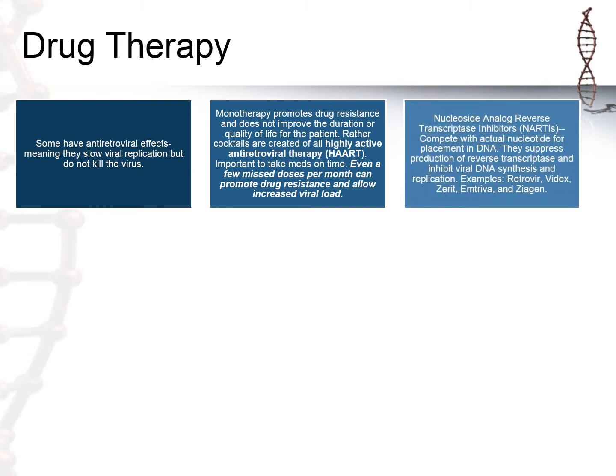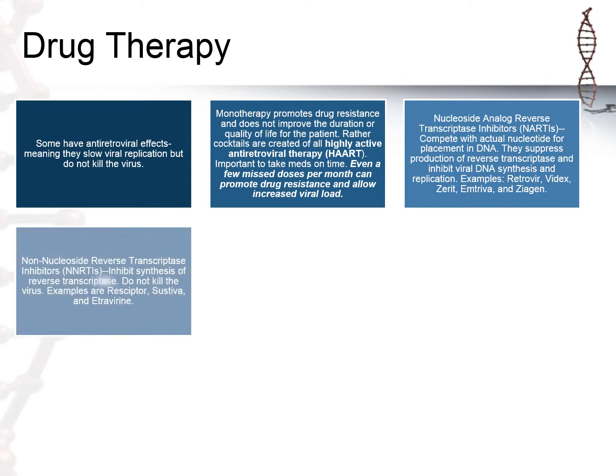Nucleoside analog reverse transcriptase inhibitors compete with the actual nucleotide for placement in the DNA. They suppress the production of reverse transcriptase and inhibit the viral DNA synthesis and replication. Some examples are Retrovir, Videx, Zerit, Emtriva, and Ziagen. Non-nucleoside reverse transcriptase inhibitors inhibit the synthesis of reverse transcriptase. They do not kill the virus. Examples are Rescriptor, Sustiva, and Etravirine.